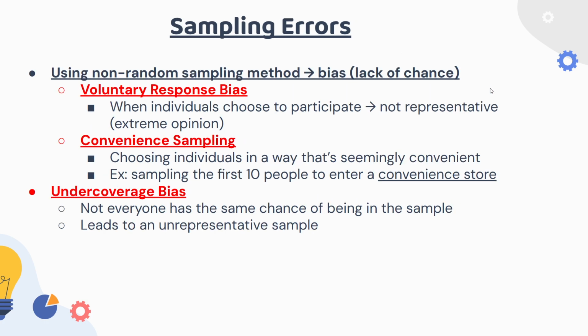Then we have sampling errors. So using a non-random sampling method automatically introduces bias. So the people in the group might have some large majority of one group but not another. So voluntary response bias, when individuals choose to participate.